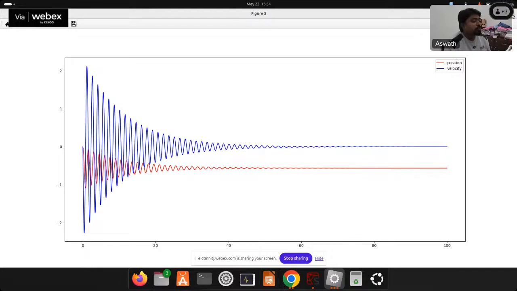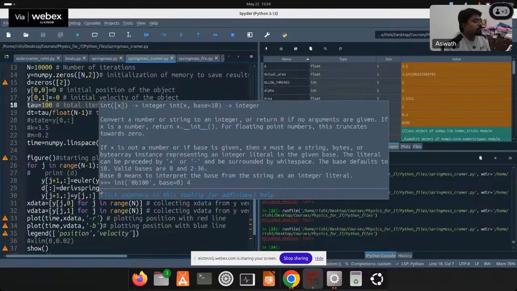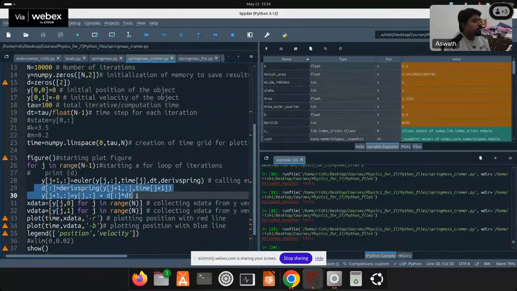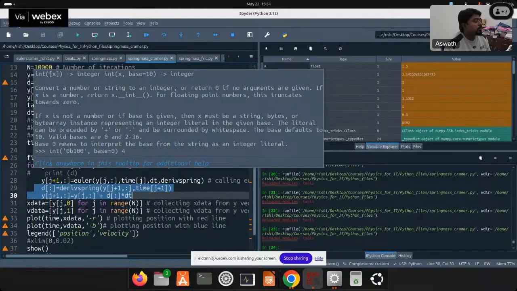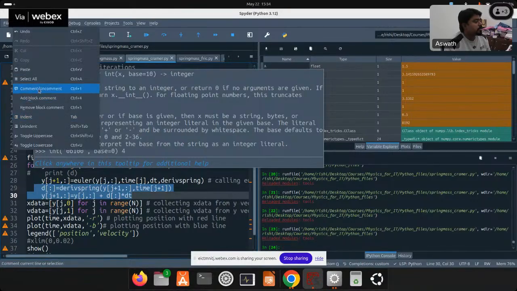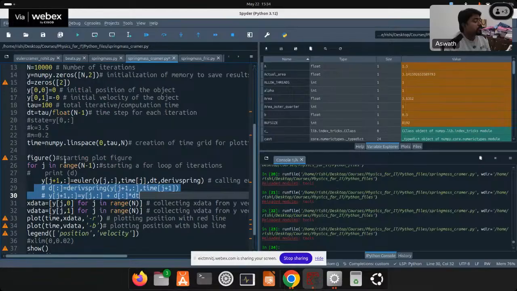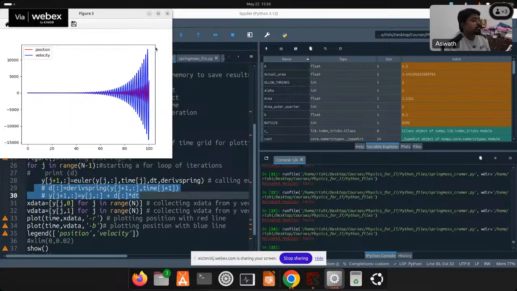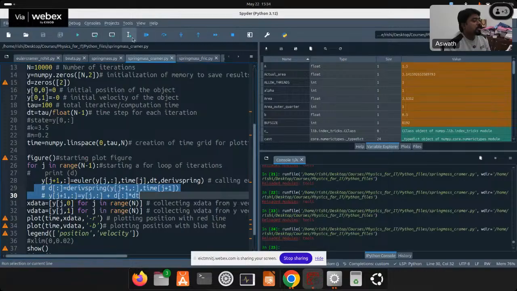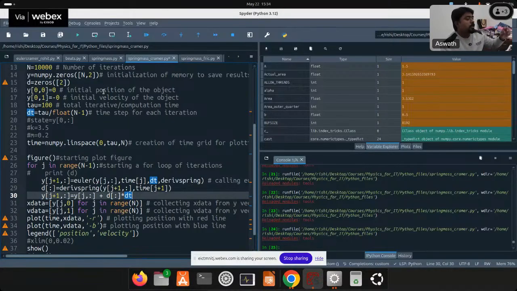If I don't use that, for example, if I comment those 2 lines, this is without Cramer's correction. If I integrate, see, it is giving the opposite. The amplitudes are increasing. So that is not the case. The errors are because the iterations are going away from the actual curve because of Euler integration. Okay, right? So this is one.